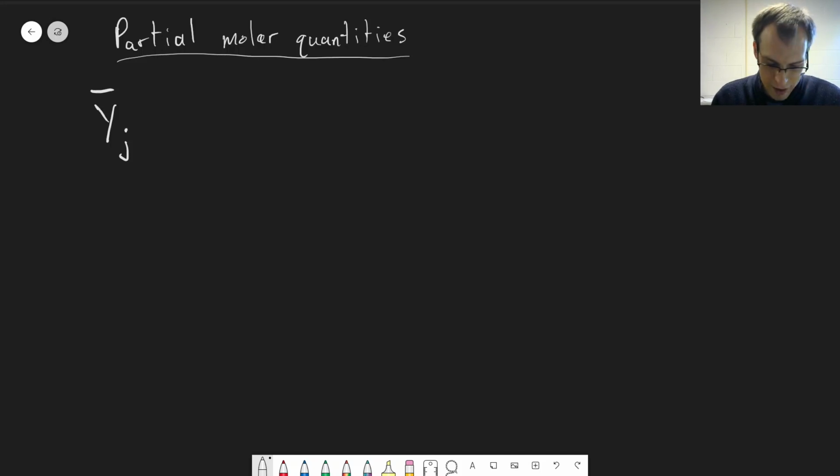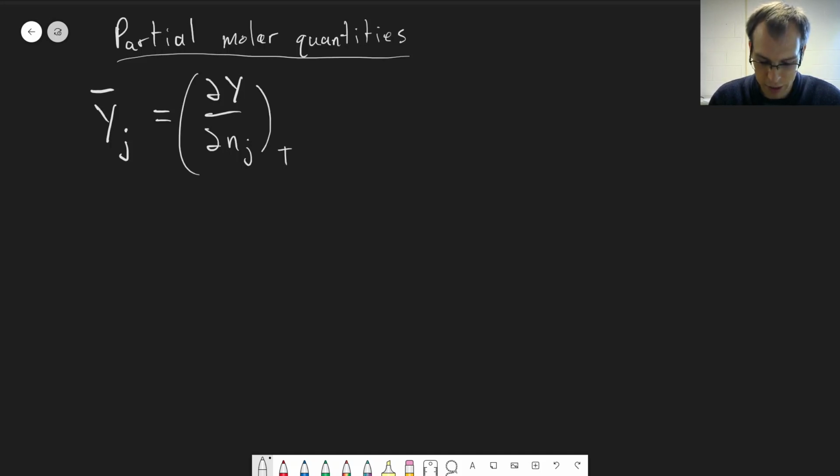And this is defined as the partial derivative of that quantity y with respect to the number of moles of component J, holding everything else constant: holding temperature constant, pressure constant, and any other things present. So this is a generic one. This would be considering more than just, say, one other component. You could have up to an infinite number of other components. But all those other numbers of moles are held constant.